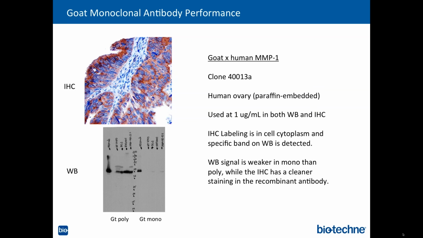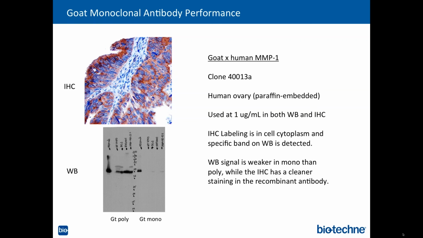It gives beautiful IHC staining. We've actually been able to get much cleaner staining with the goat monoclonal compared to its polyclonal parent, showing here cytoplasmic staining in human ovary on a paraffin block.